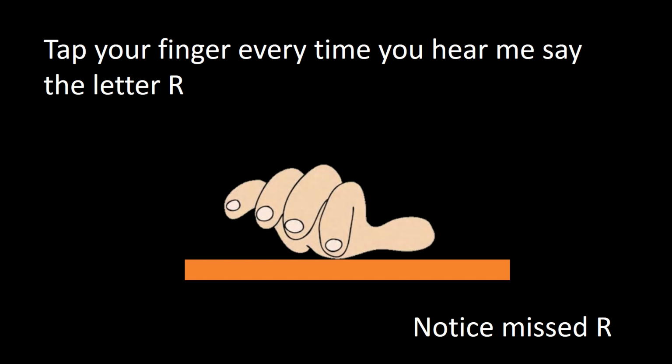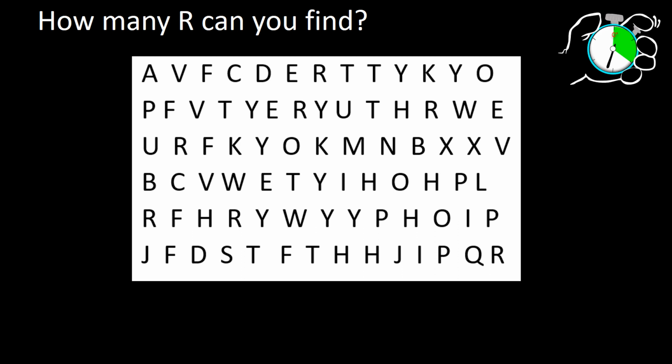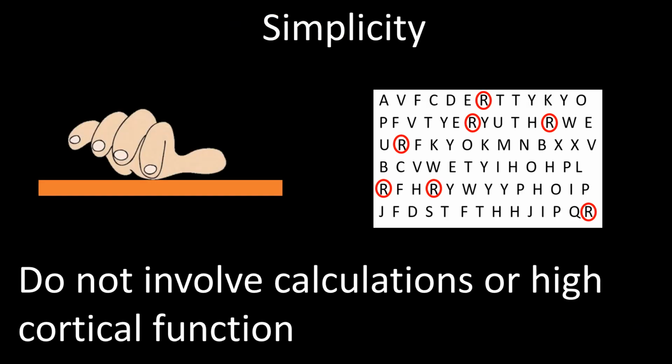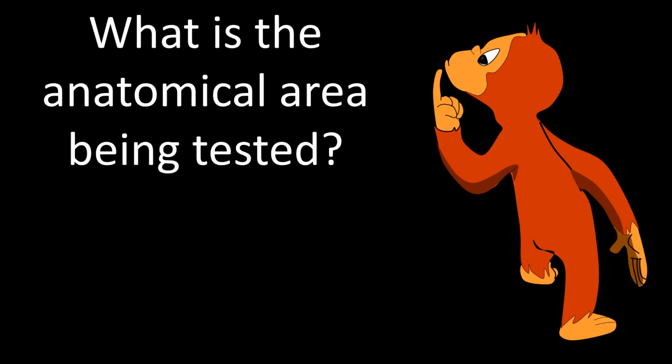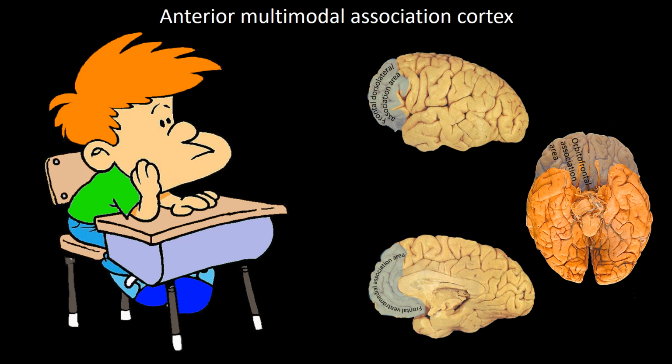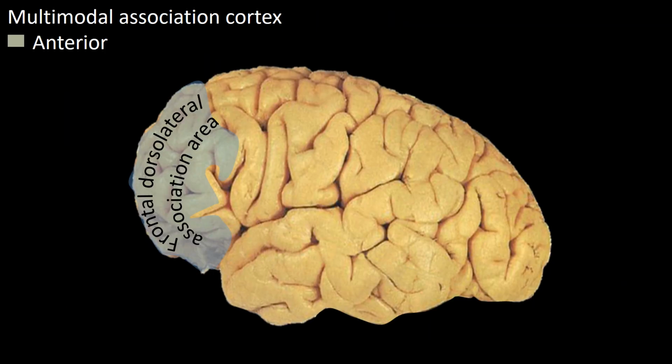I usually follow this exercise by giving the patient a paper with typed letters, as shown in this frame, and ask the patient to find all the R's in about 20 seconds. Using relatively large letters, as shown here, none should be missed. These tests are good because they are simple. They do not require calculations nor much speech. The anatomical area being tested includes some cerebral cortical areas. Attention is primarily a function of the anterior multimodal association cortex, also called the prefrontal cortex. In the multimodal association cortex, the frontal dorsolateral association area is especially important for attention.